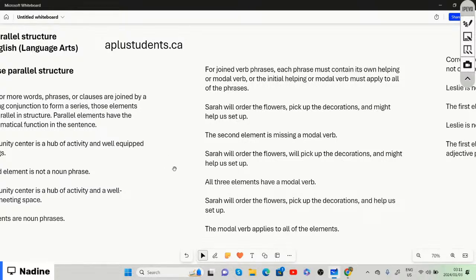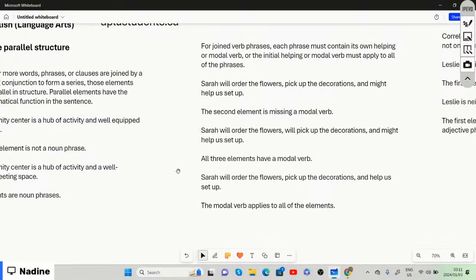And for joint verb phrases, right? Each phrase must contain its own helping or modal verb, meaning that if we want to identify the joint verb phrases, then there needs to be a helping verb or a modal verb. Or the initial helping or modal verb must apply to all of the phrases, not just one.